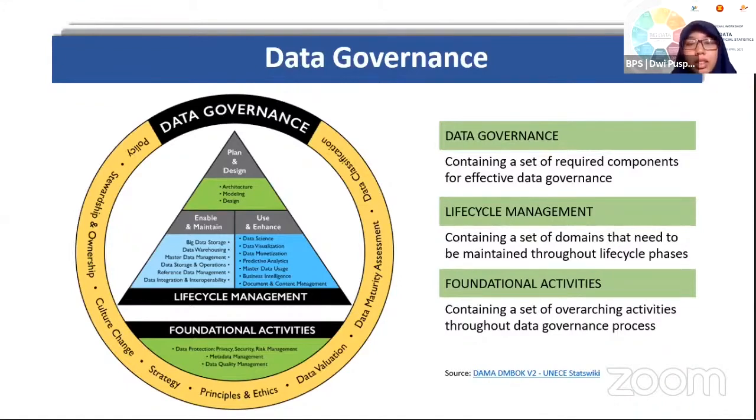So in order for us to perform well and smooth data governance, we need to ensure that the cost in collecting the data is worth it. Like we need to ensure the cost for collecting the data is equal to the benefit that we gain from obtaining the data. And then there's also data maturity assessment and data classification. Next.